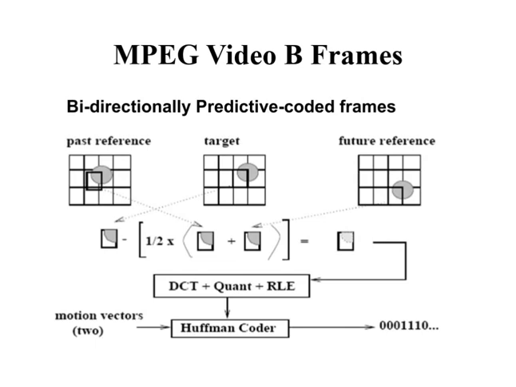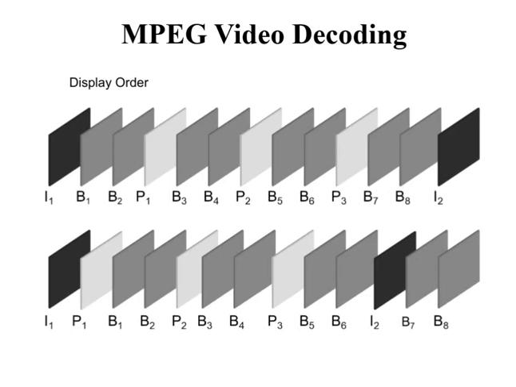Then the MPG video B frame, that is the bidirectionally predictive coded frame. It consists of past reference, target and future reference. Applying DCT plus quantization plus RLE and Huffman coding, we get a video B frame. This figure represents the MPG video decoding process. Decoding is the inverse of encoding.